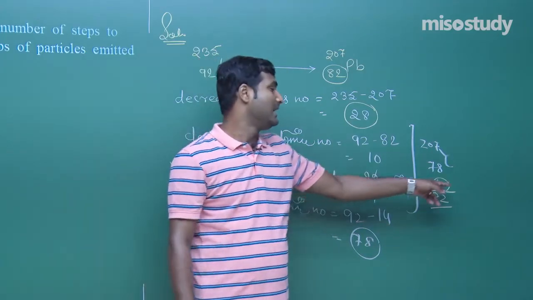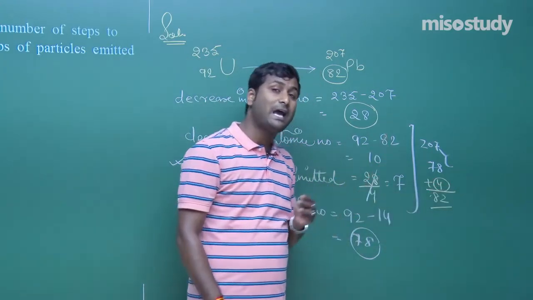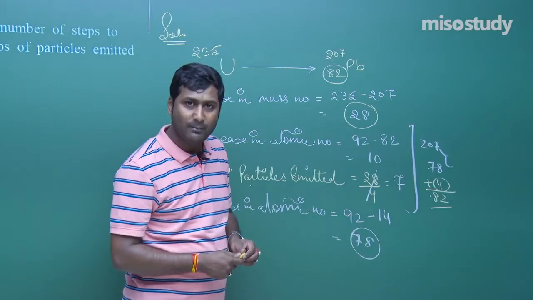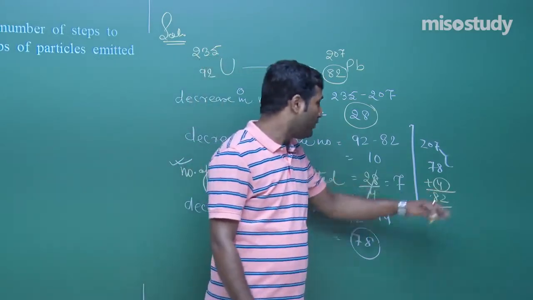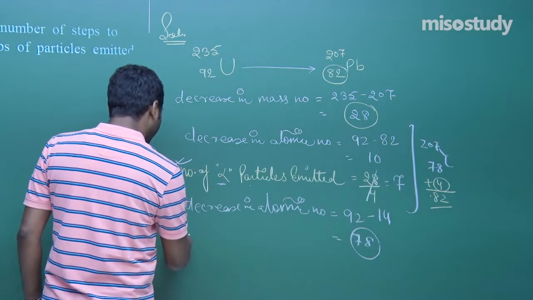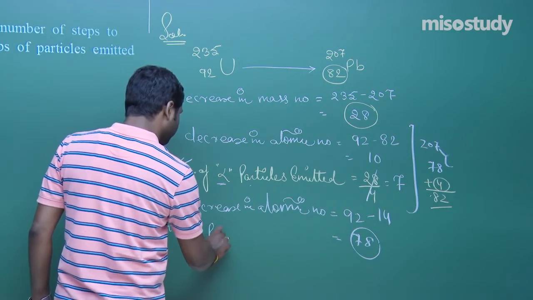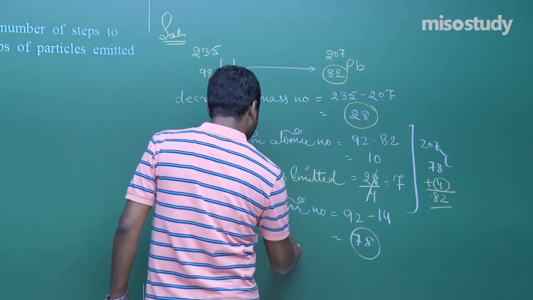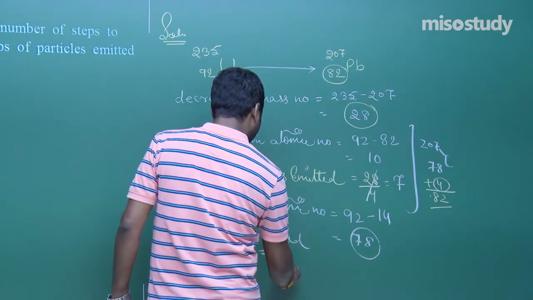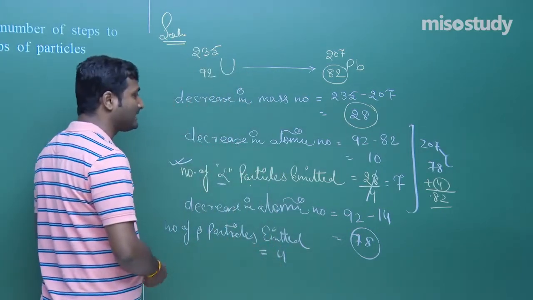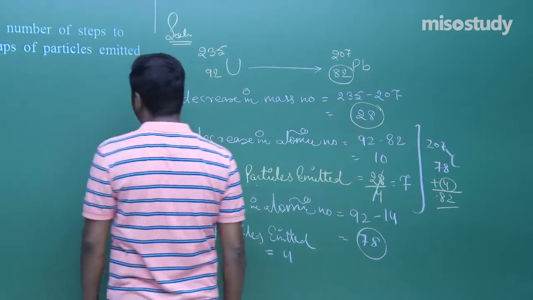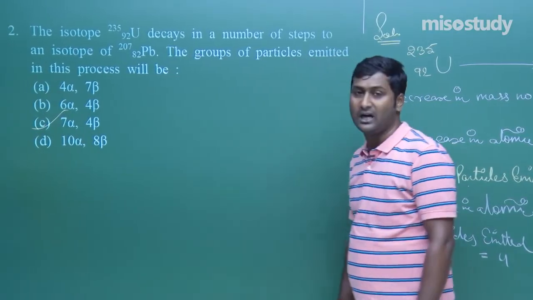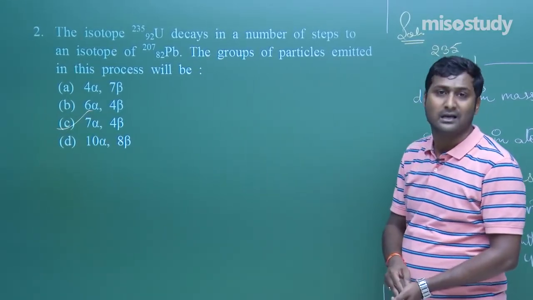How many beta particles? Sir, 4 beta particles. Why? Because the emission of a beta particle increases the atomic number, my friend, by 1. So in this case we can say the number of beta particles emitted is equal to 4. So what is the answer in this case? 7 alpha and 4 beta. Now check out which is the correct option, that is 7 alpha and 4 beta. So for question number 2, C is the correct option.